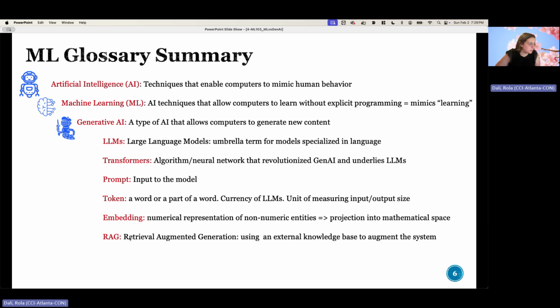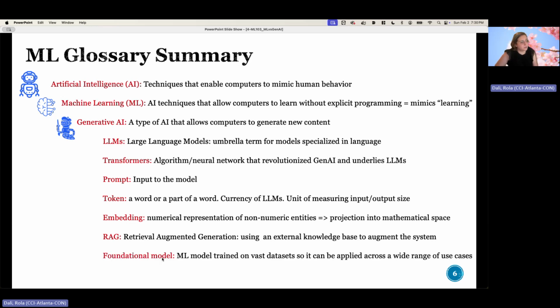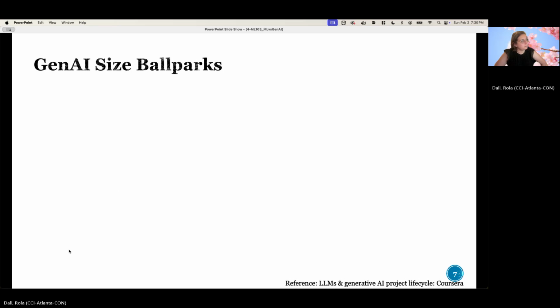RAG, we hear a lot. This is retrieval augmented generation. This is the use of an external knowledge base to augment the system. Again, I wanted to put them all here, but we're going to go into more detail. A foundational model is an ML model trained on vast data sets so that it could be applied across a wide range of use cases. So this is a very powerful model that somebody trained that you can use for a wide variety of tasks.